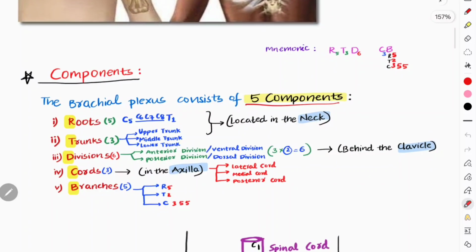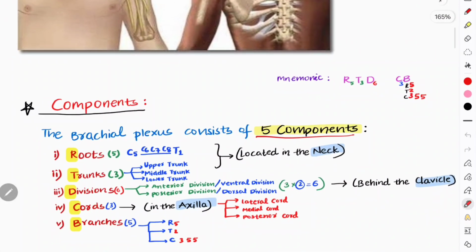If you see here, the brachial plexus consists of 5 components: roots, trunks, divisions, cords, and branches. Roots are 5, trunks are 3, divisions are 6, cords are 3, branches are 5, as mentioned in the mnemonic: 5, 3, 6, 3, and 5. First of all, roots arise from the spinal cord. They are 5 in number: C5, C6, C7, C8, and T1.